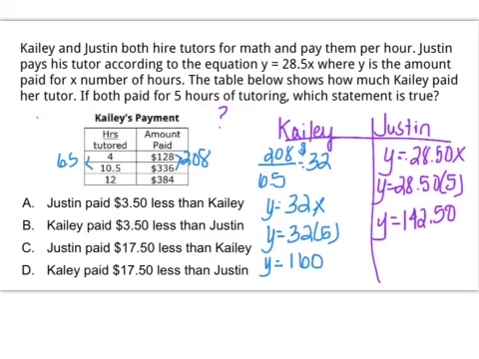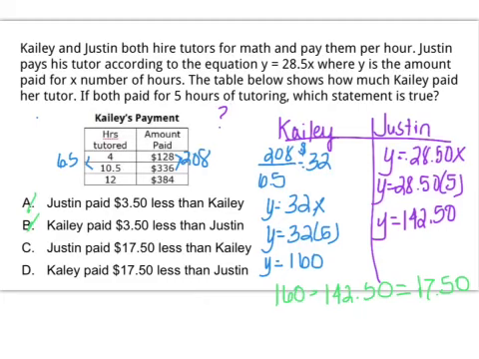So right now I see that we're talking about the difference between the two. So I first need to subtract to find the difference between what they paid. So it's going to be 160 minus 142.50. And I'm going to get $17.50. So automatically I can eliminate A and B because the difference between them is $17.50, not $3.50.